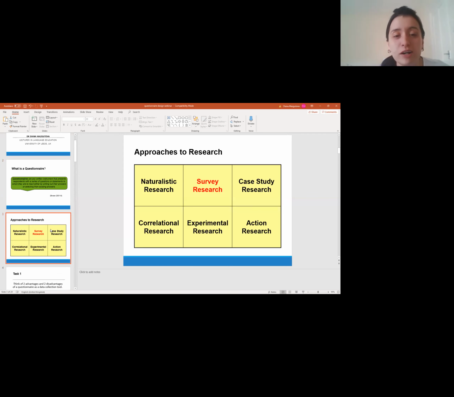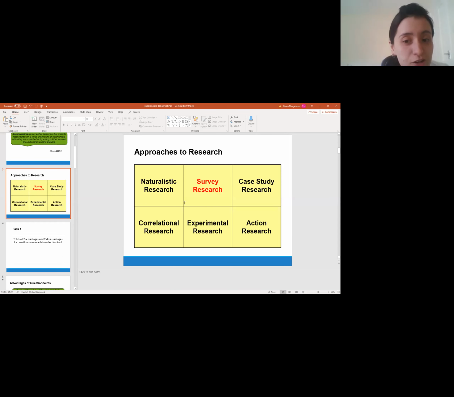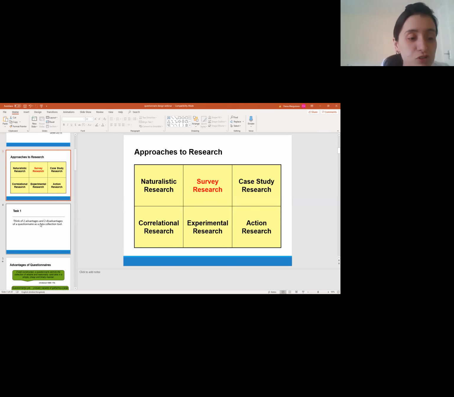Those of you who attended our last seminar on research methods in TESOL might remember me talking about several approaches to research. One of these approaches is the survey approach, or survey research. And a questionnaire is a method that is used in this type of research, in the survey research approach. Just wanted to mention that, especially if we're talking about close-ended, but sometimes when we address the open-ended types of questions as well.